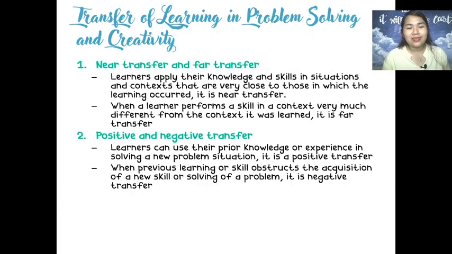Okay, so here are the different transfer of learning and problem solving and creativity. First is the near transfer and far transfer. Learners apply their knowledge and skills in situations and contexts that are very close to those in which the learning occurred. When a learner performs a skill in a context very much different from the context it was learned, it is far transfer. Okay, so that is what we mean by near transfer and far transfer.